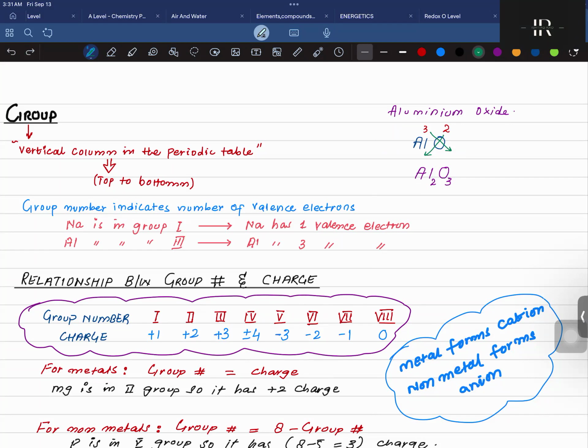That is 2. Same goes with aluminum. I have put only 3, I didn't put plus 3. Just ignore the charges, just put the number, and then look at the formula. So the formula is Al2O3. This is the benefit of the valency, which we have. I wrote it just by looking at the group number. Group 1 means plus 1, group 2 plus 2, group 3 plus 3, group 4 is 4, group 5 minus 3, then minus 2, then minus 1, and then 0.